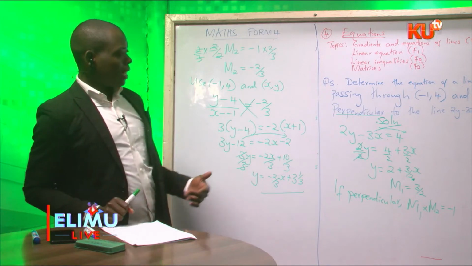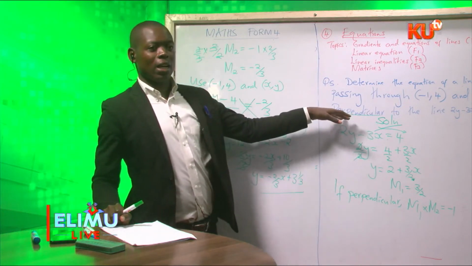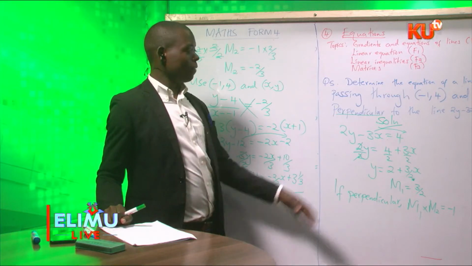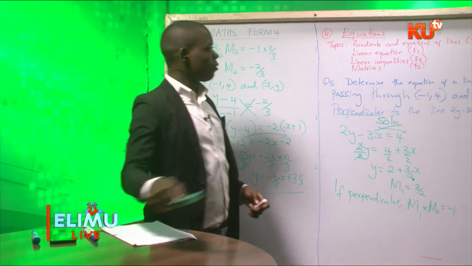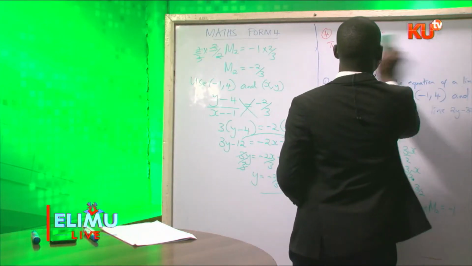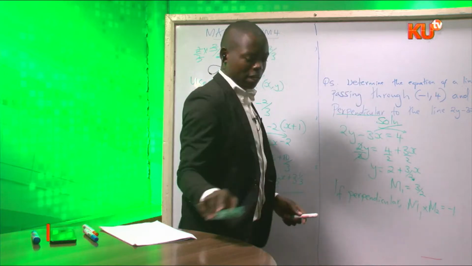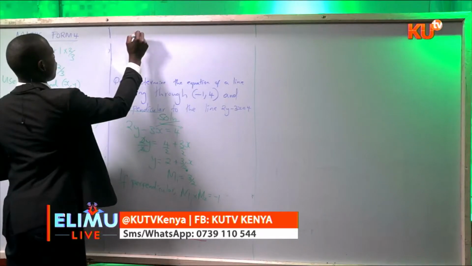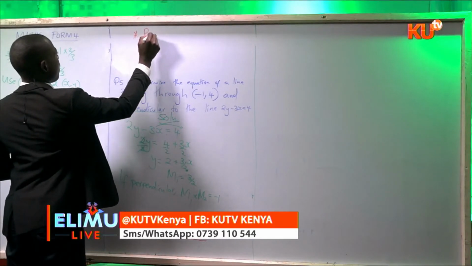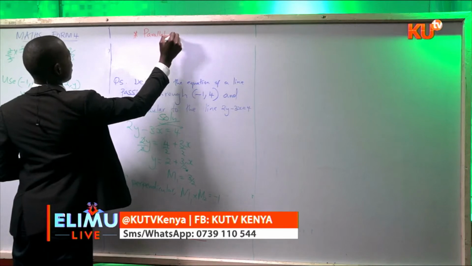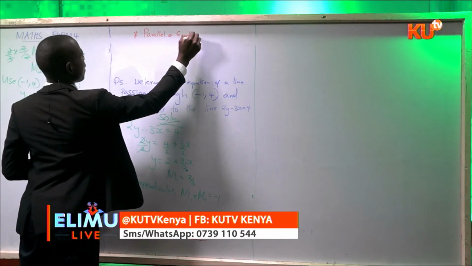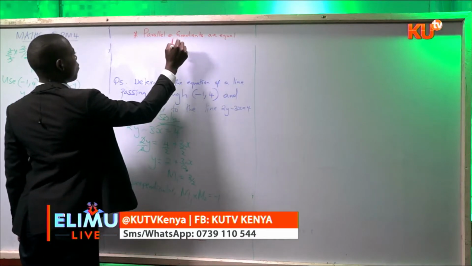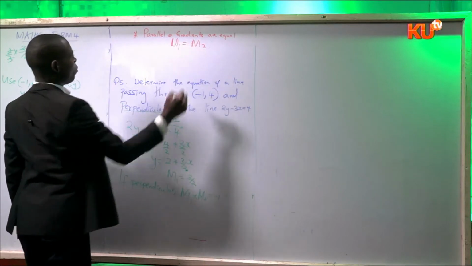Do not forget again, apart from being perpendicular, we can have lines that are parallel. And if the lines are parallel, you will need to know that such lines have the same gradients. If the lines are parallel, then we shall say that the gradients are equal. And that is the concept we say that gradient 1, m1, is gradient 2, m2.